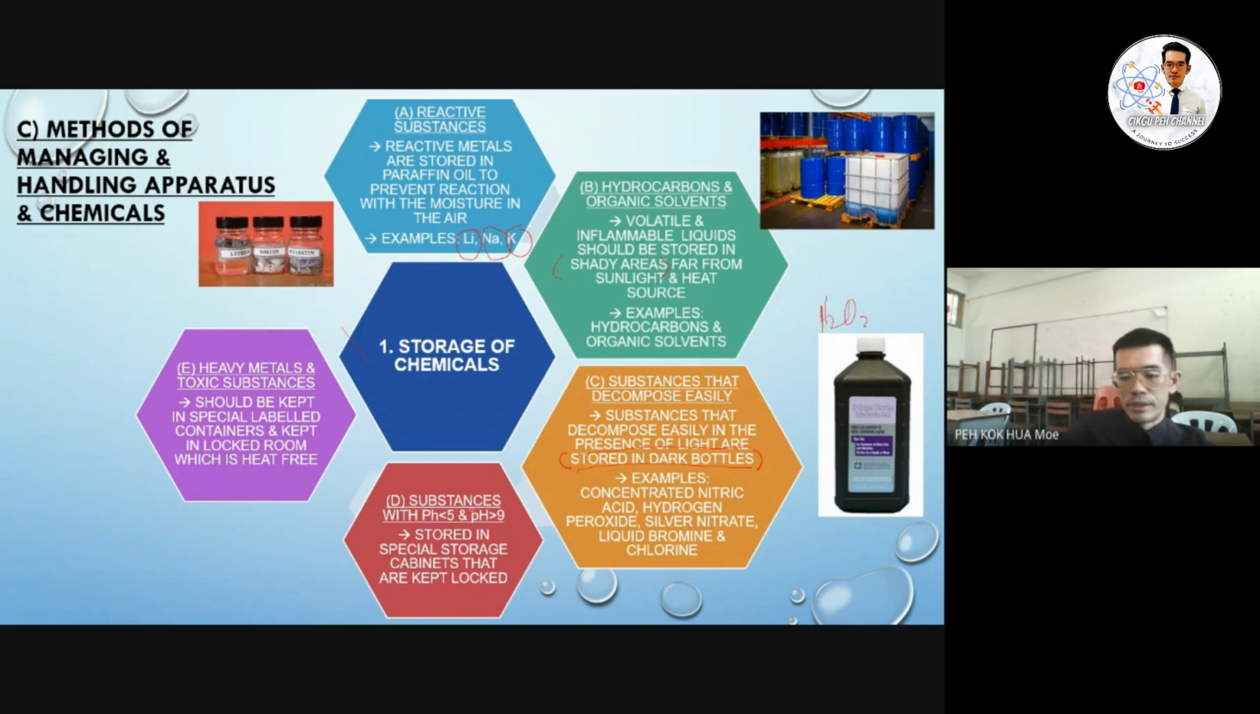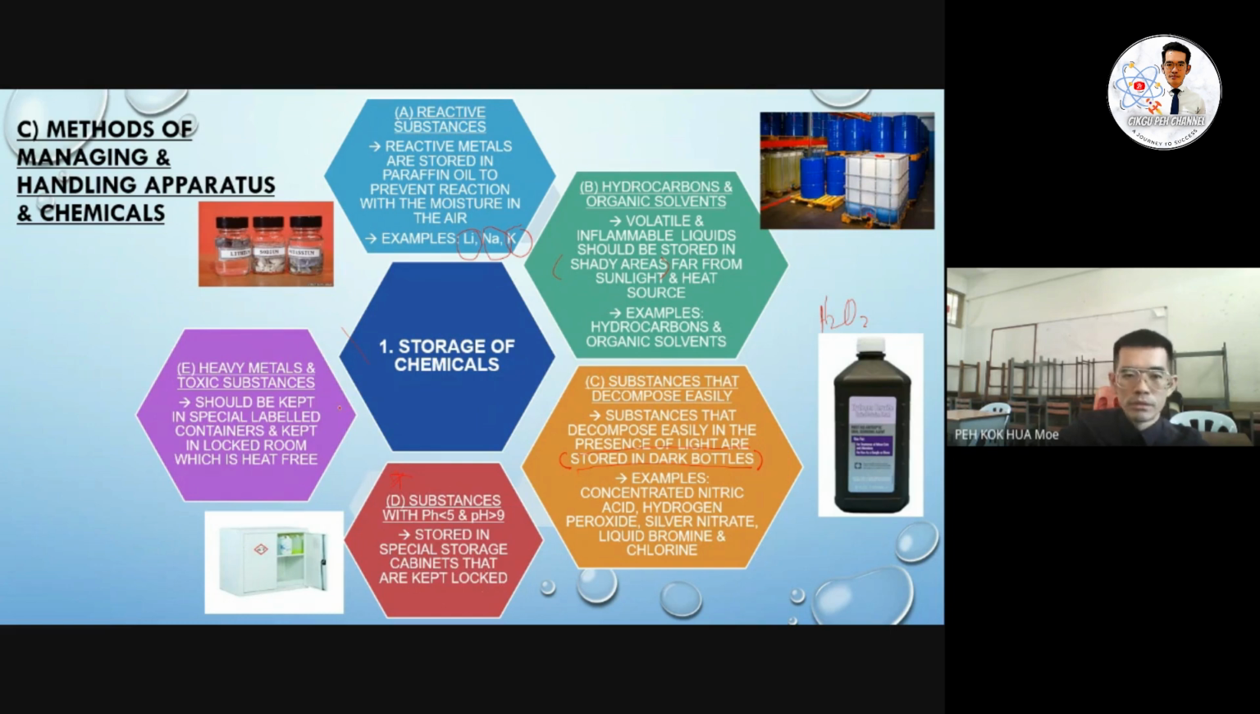And the next is substances with a pH value less than 5, which shows a strong acid, and a pH value greater than 9, which shows a strong alkali. So D is the substance which is a strong acid or alkali. As we know, strong acids and alkalis are very corrosive materials, so we need a proper way to store this type of corrosive chemical. Here, they are stored in a special storage cabinet, kept locked.